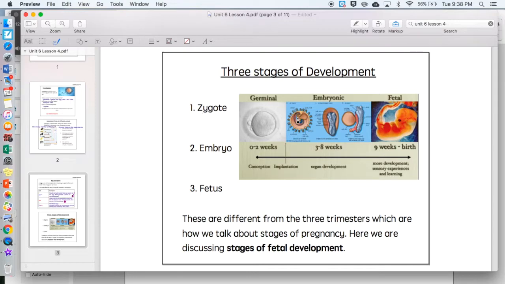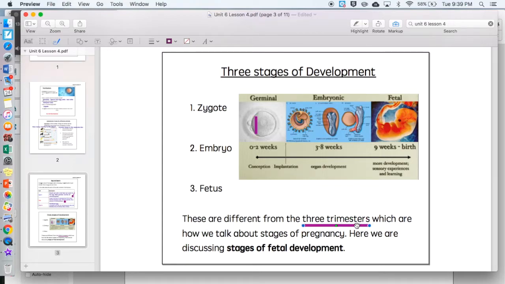Okay, so here are the 3 stages of development in order. Sometimes you'll see germinal, that means zygote. So this is stage 1. We'll write a 1 there. It's 0 to 2 weeks. It's only called a zygote really for a week or 2. Then it's called an embryo from weeks 3 to 8, so the first 2 months after those first couple weeks. And then it's called a fetus after that. So really beyond month 2, it becomes a fetus. So those are the 3 stages of development.